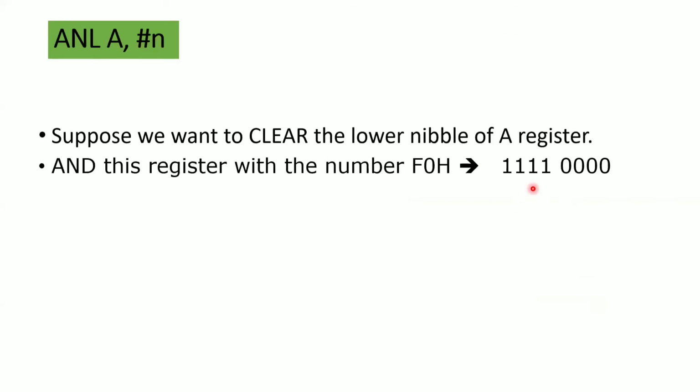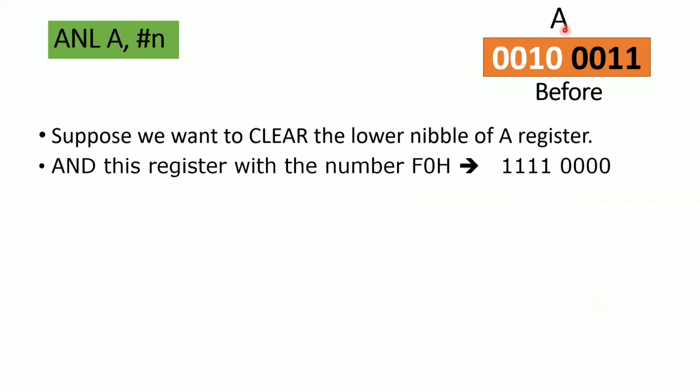And the next one, again, whenever you want to clear a group of bits, the same principle applies. Now you see here, in A register, you have 0010 0011, the same value, and you want to clear all the lower nibble bits. Clear means make them 0. This is your lower nibble, this is your upper nibble. White color digits are your upper nibble, the black color digits are your lower nibble. If you want to clear the lower nibble, you need to do AND operation with the value F0.